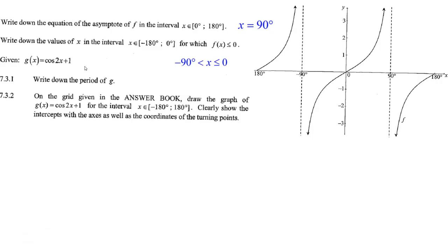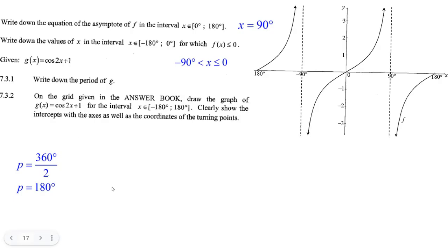Write down the period of g. G is cos of 2x plus 1. Well, 360 divided by 2, you always take the 360 degrees, divide by 2, that gives you a period of 180 degrees. On the grid, in the answer book, we're going to try and sketch cos of 2x plus 1.